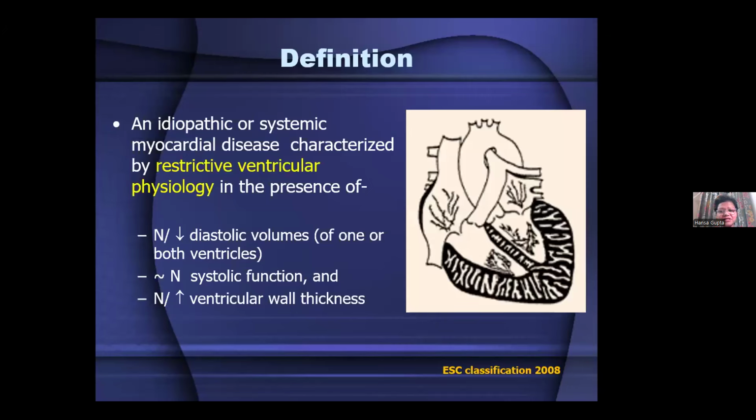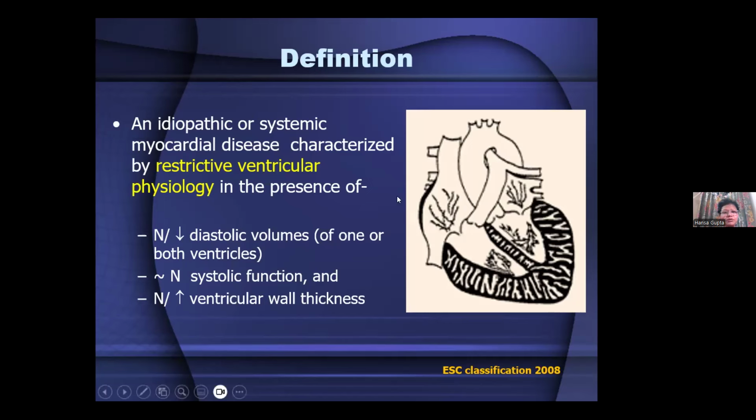Okay, now this restrictive cardiomyopathy, RCM, is something where the patient is presenting to you with heart failure with preserved heart functions, all right? So it is an idiopathic or systemic myocardial disease characterized by restrictive ventricular physiology in the presence of normal or decreased diastolic volumes, normal systolic function, and normal or mildly increased ventricular wall thickness. I'll show you more features, okay? So remember, you are getting a restrictive ventricular physiology in the presence of normal systolic functions.